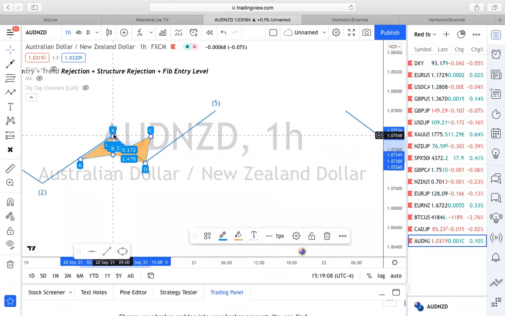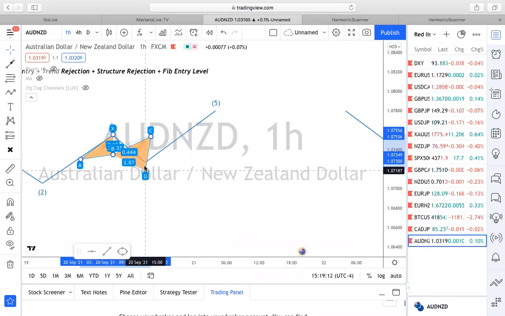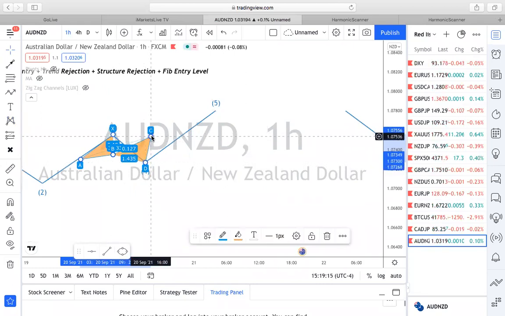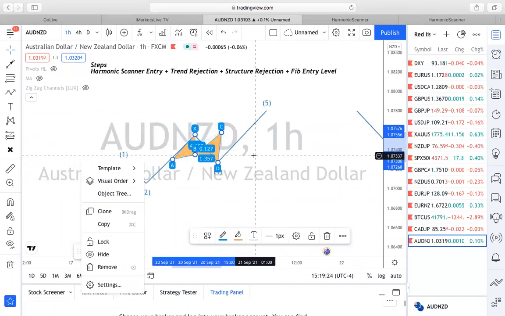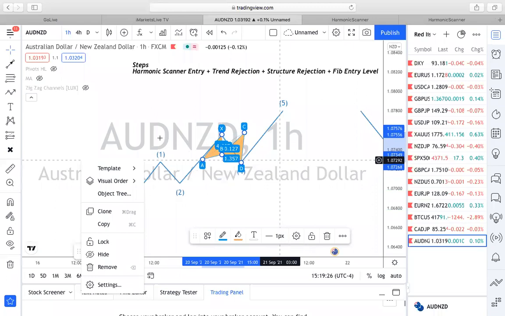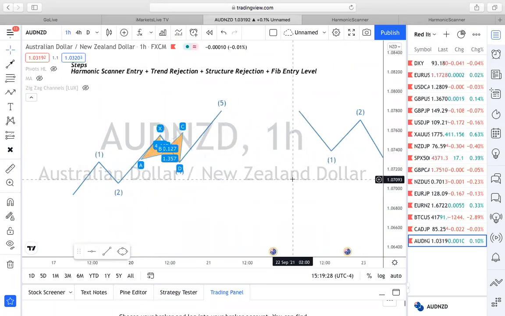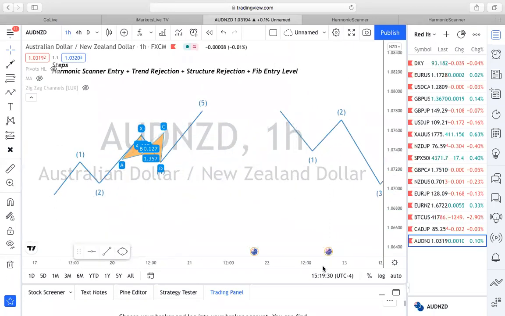So I got a question. If this was my harmonic pattern on the harmonic scanner, where exactly would my entry point be? Somebody let me know. Okay, cool, at the D. So it'd be at this level right here, all right?